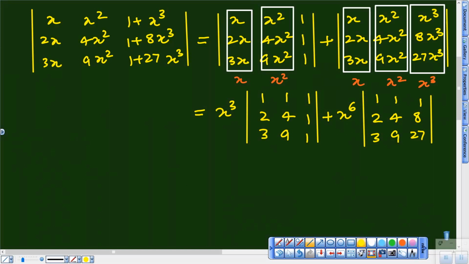Now I go for an operation in this. I swap column 1 and 3 over here.